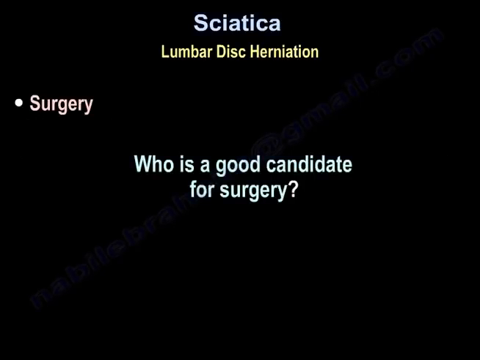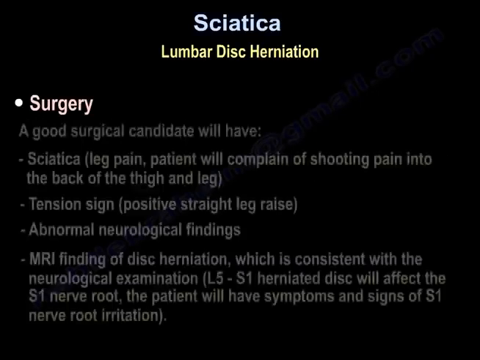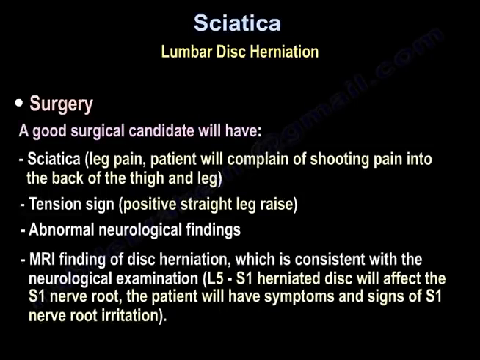Who's a good candidate for surgery? A good candidate for surgery will have sciatica, leg pain. Patient will complain of shooting pain into the back of the thigh and leg. Tension sign. Positive straight leg raise. Abnormal neurological findings. And an MRI finding of disc herniation, which is consistent with the neurological exam. So that means L5-S1 herniated disc will affect S1 nerve root. So the patient will have symptoms and signs of S1 nerve root irritation.